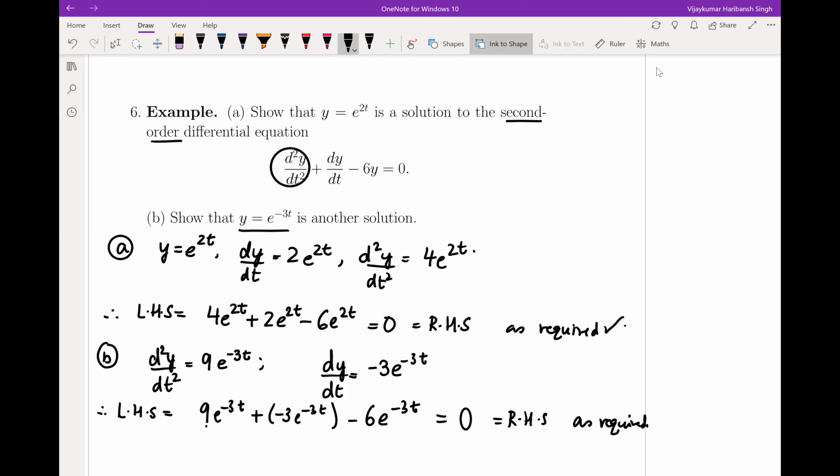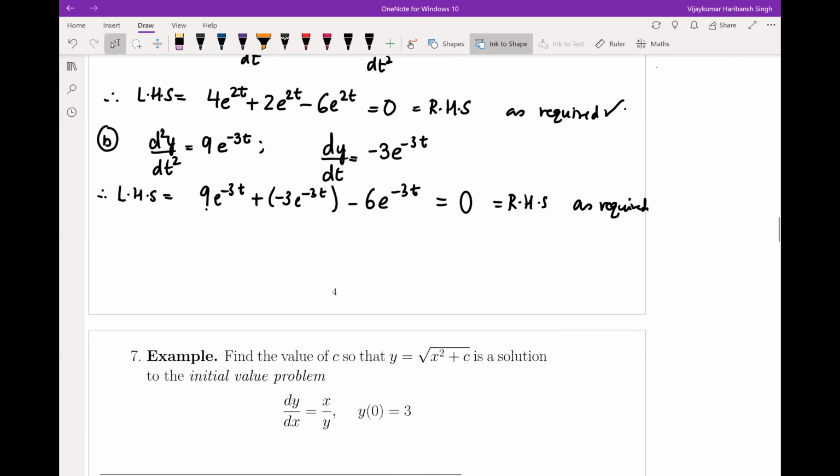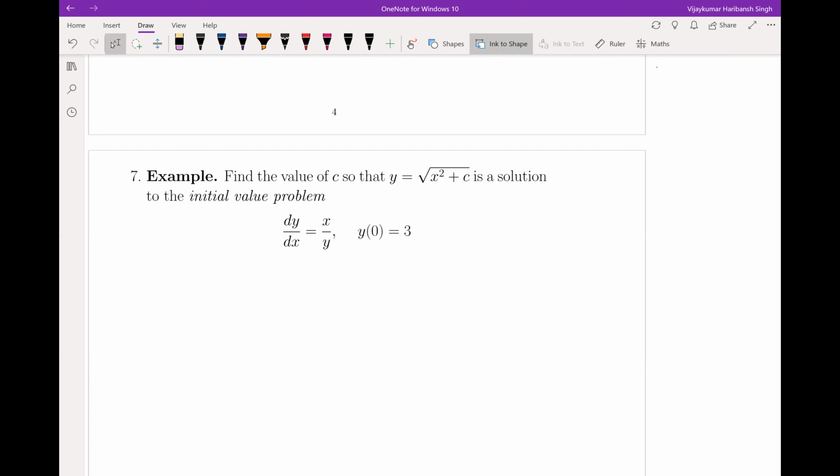So what is the upshot? Therefore, these two are the solutions to this differential equation. Okay. Now let's look at the following problem. Find the value of c so that y equals square root of x squared plus c is a solution to the initial value problem dy by dx equals x upon y, where y of 0 is 3.